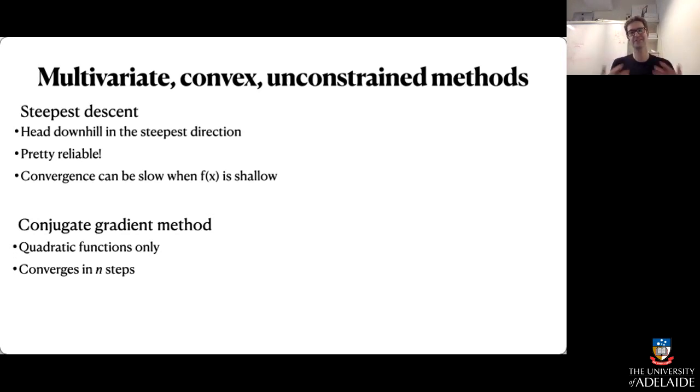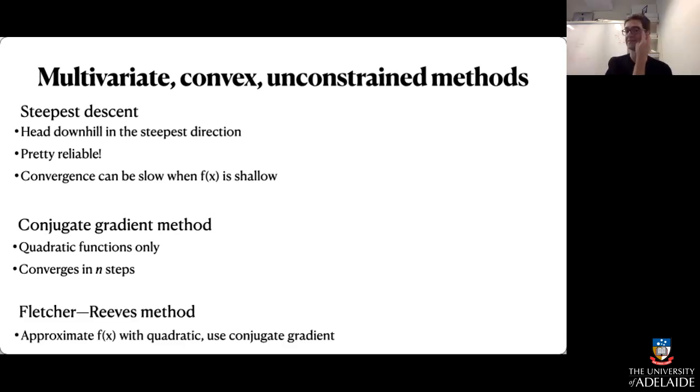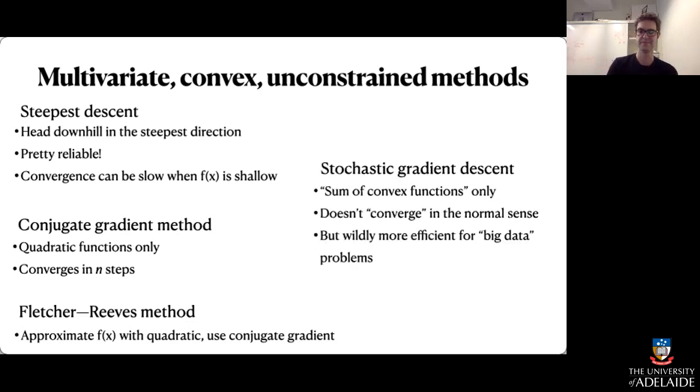So you introduce the idea of a conjugate direction. It's limited to quadratic functions, but it converges in only n steps. So that was at most n steps. So it's a very, very efficient method for quadratics. Then what if you don't have a quadratic? Well, you approximate your function by a quadratic, and you call that the Fletcher-Reeves method. Easy. That's essentially it.